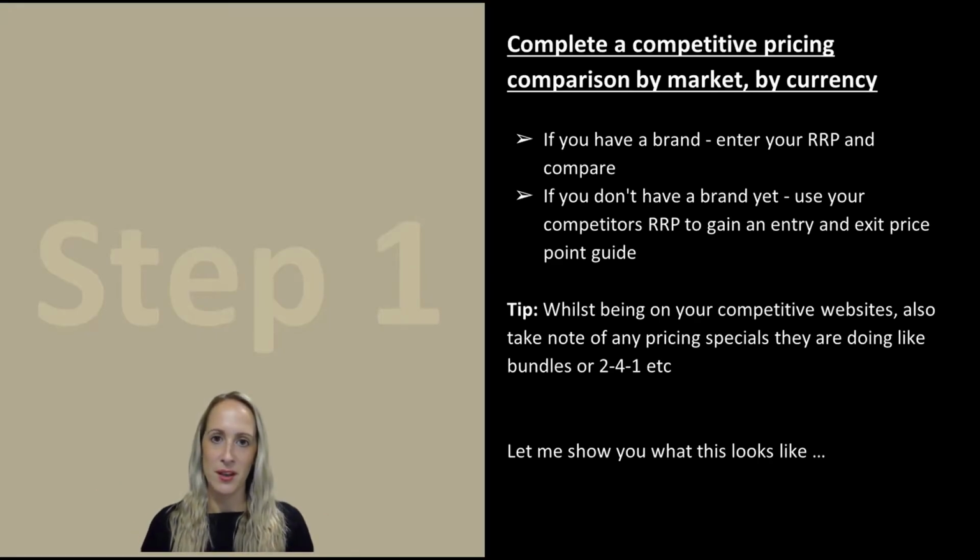Step one, the first stage, is to look at the competitiveness of your pricing. So we're going to do a competitor analysis. If you're a brand, you're comparing your price point by category versus your competitors. And if you're not a brand, you're going to find the entry and exit price point by category to give you a framework, a guideline in which to work within. Let me show you now exactly how to do that.